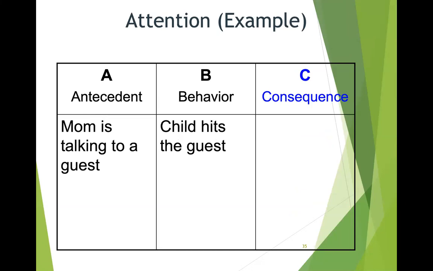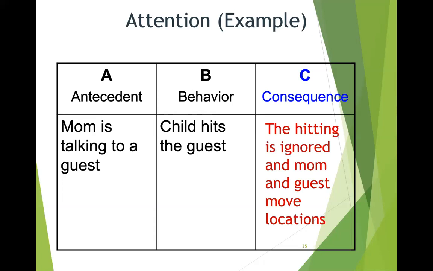All right, so what do we do? We've got this ABC model. We're understanding that it's likely that child will continue to hit more in the future if it's attention seeking. So what could we do and how can we modify this? We could look at modifying the consequence since the behavior had already occurred. And mom could do this by ignoring the hitting and moving herself and the guest to a different location.